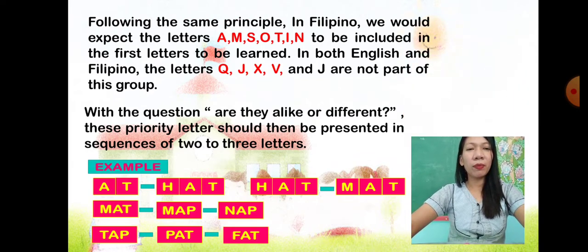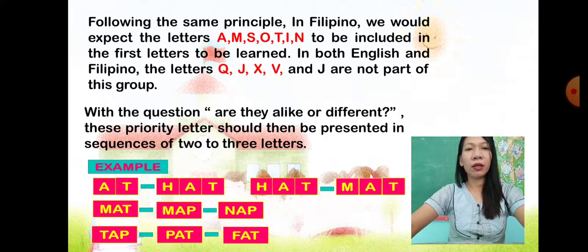Following the same principle, in Filipino, we would expect the letters A, M, S, O, T, I, N to be included in the first letters to be learned. In both English and Filipino, the letters Q, J, X, and V are not part of this group. With the questions, are they alike or different?